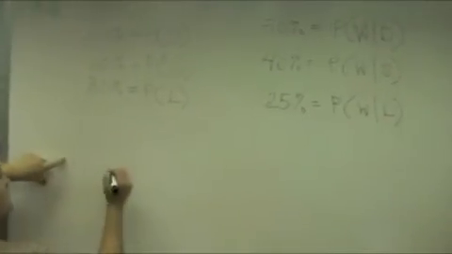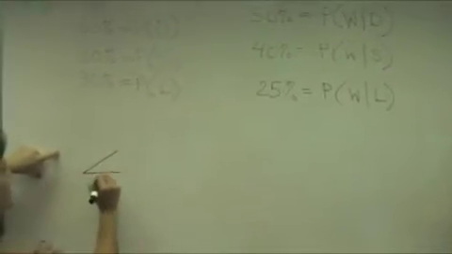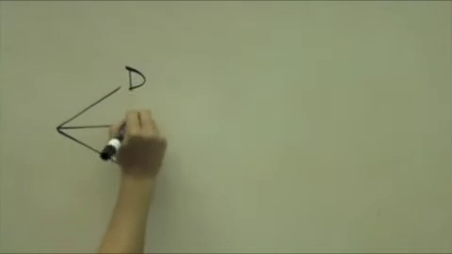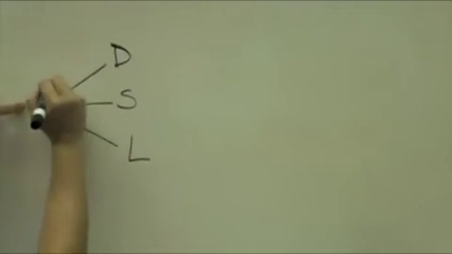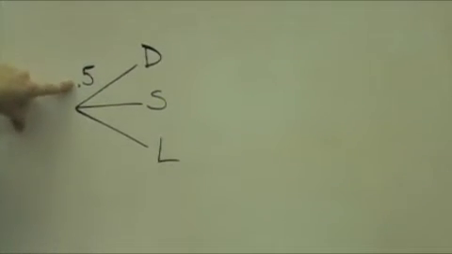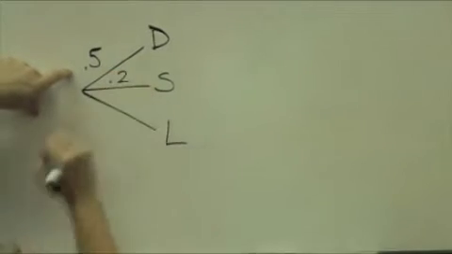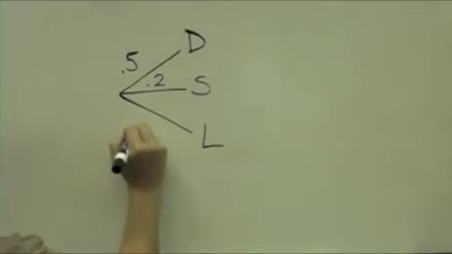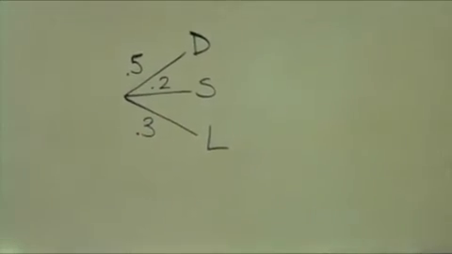So now using these events, we're going to make our first branch of the tree. Oh, we finally found a marker that works. Detroit, Seattle, LA. The chance that a car is produced in Detroit is 50%. I'm going to write that as 0.5. Seattle, the chance of being made there is 0.2. And 30% chance of being made in LA.